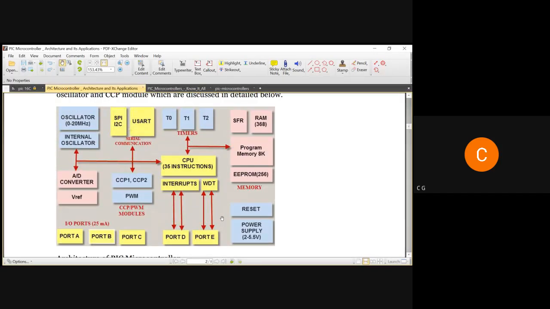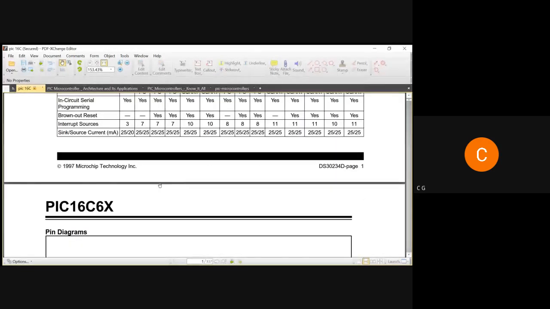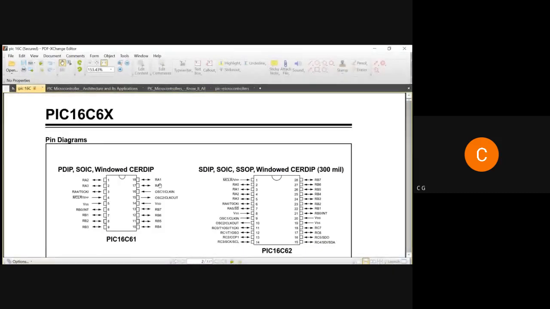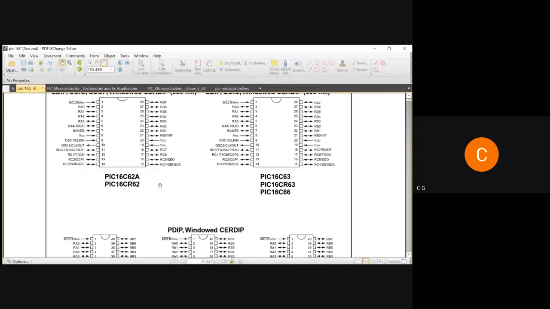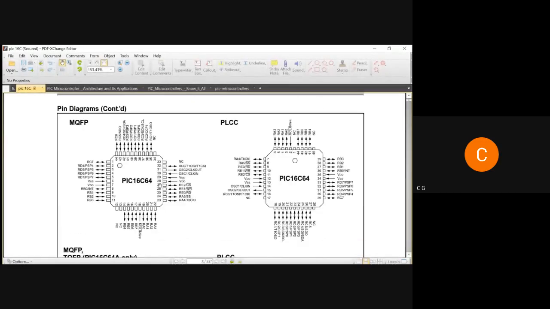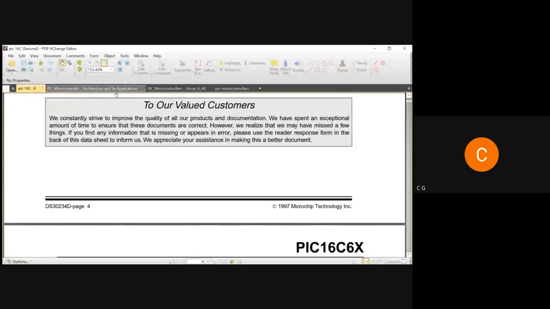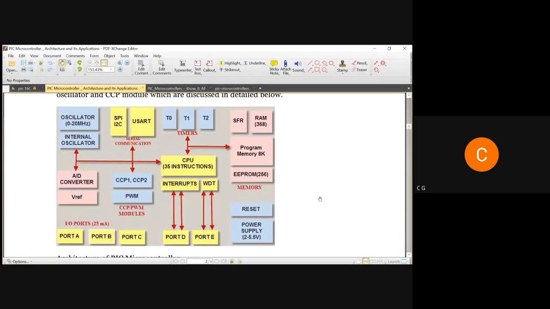There is another diagram. I was earlier going through this also. I hope you can see this. There are a variety of PIC microcontroller with PIC 16C configuration, and the data sheet I have already shown.